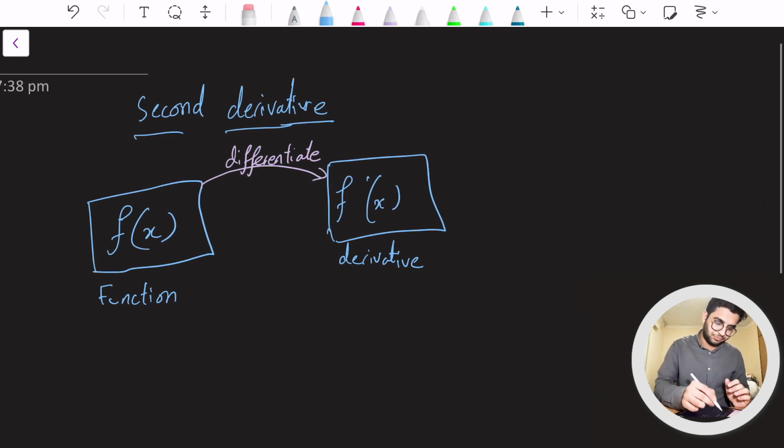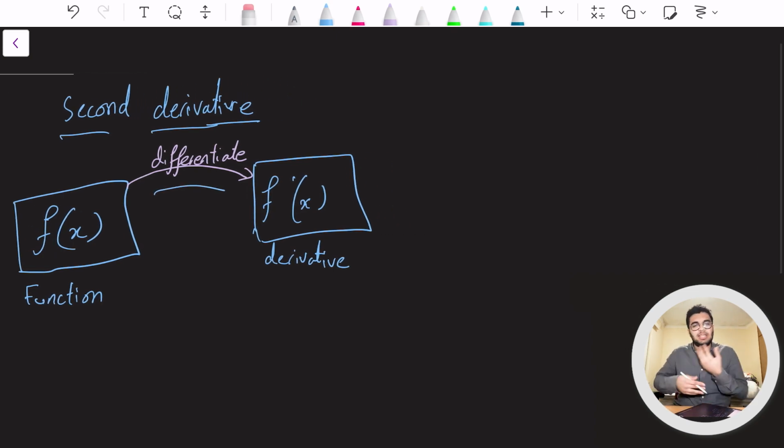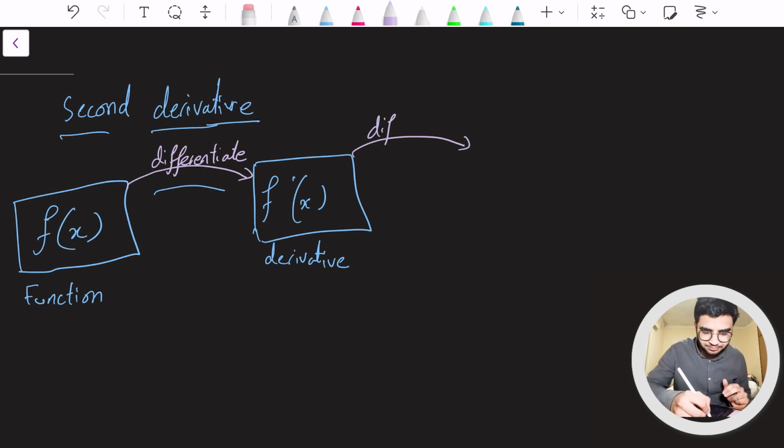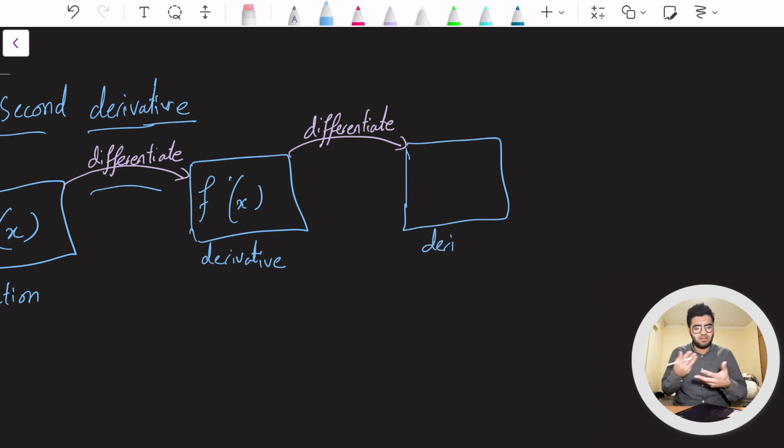All good. Now, who said that you have to differentiate only once? This process of differentiation, we can apply this as many times as we want. We can do that multiple times. So let's say you differentiate again, one more time, and you get something. Now, what would this be? It would be a derivative.